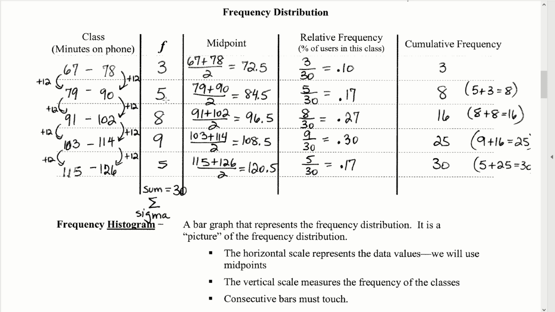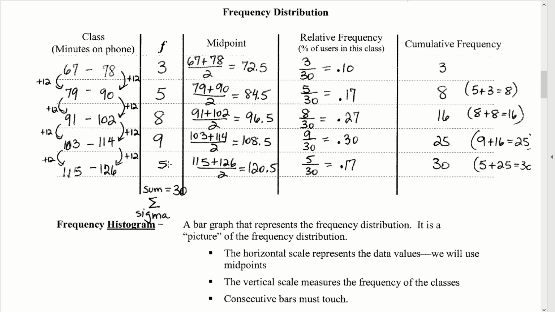For the second class, it has 5 values in it, plus the 3 that come before it. 5 plus 3 would give us 8. The third class has 8 numbers, plus the 5 before that, plus the 3 before that. 8 plus 5 plus 3 would give us 16. For the fourth cumulative frequency, we have 9 in this class, plus the 8 plus the 5 plus the 3 that come before it. 9 plus 8 plus 5 plus 3 will give us 25, and you just continue as you go down the list.